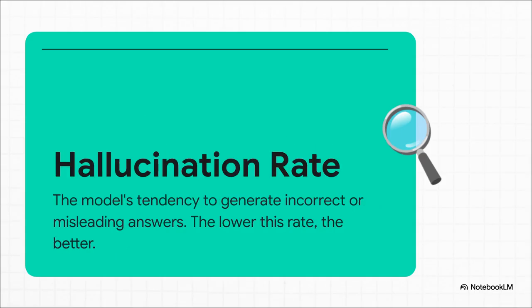Next, we've got the hallucination rate. You know, when an AI just kind of makes stuff up? Yeah, that. This metric tells us how often that happens, and the data comes from real-world GitHub benchmarks. For us developers, this is a huge deal. You need code you can trust, so a lower hallucination rate means a much more reliable coding partner.